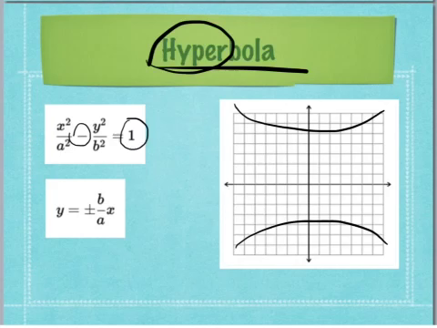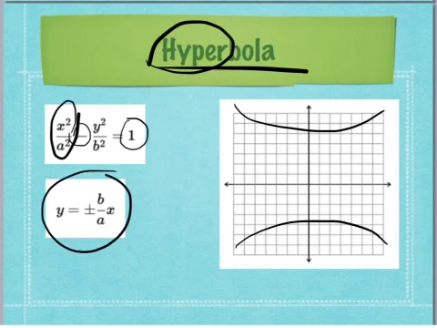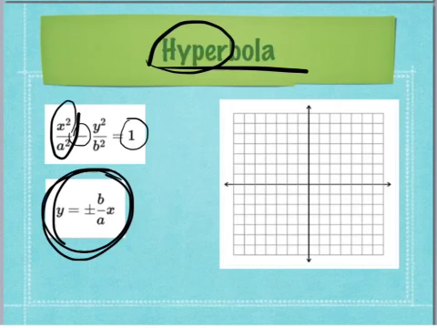And the way in which we're going to tell whether it opens up or down or left to right is by the variable that's in the front. The variable in the front will tell us where the vertex should be. Now this equation down here is the equation that we use to find the asymptotes of this hyperbola. This part is not as important as the actual hyperbola itself, but this is how we actually come up with the equations for the asymptotes.